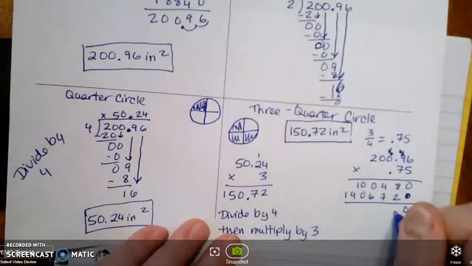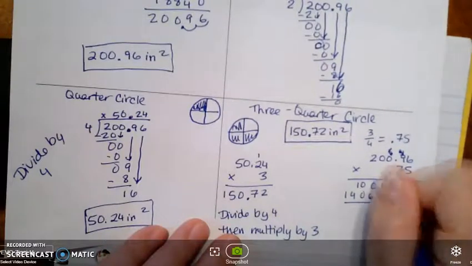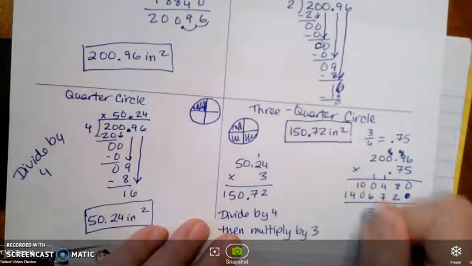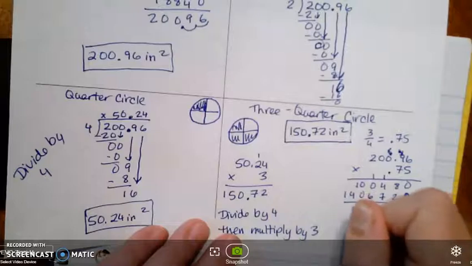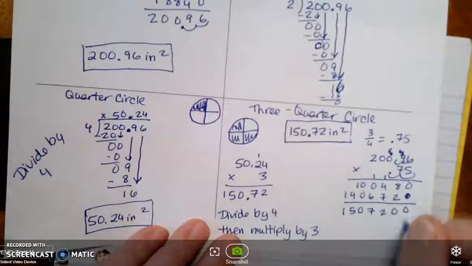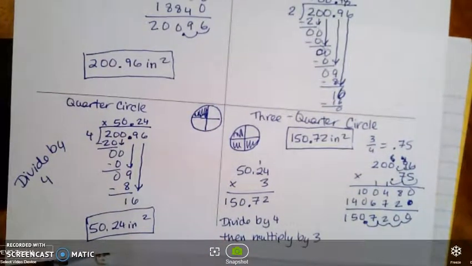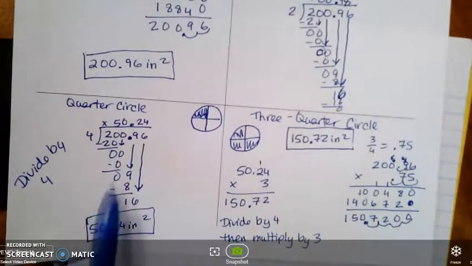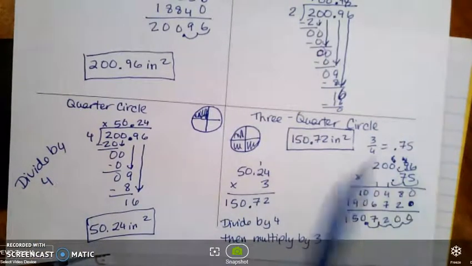0, that's 10. Carry the 1. 7 plus 4, 11, plus 1 is 12. Carry the 1. 7, 0. 5 plus 4, 1 plus 4 is 5. And a 1. 1, 2, 3, 4. 1, 2, 3, 4. Look at that. It worked out the same either way. So, again, I usually choose divide by 4, multiply by 3, but if you want, you could multiply this one by 0.75 and get this answer.